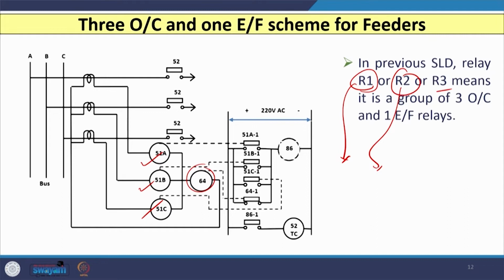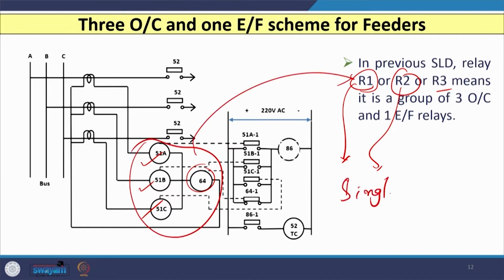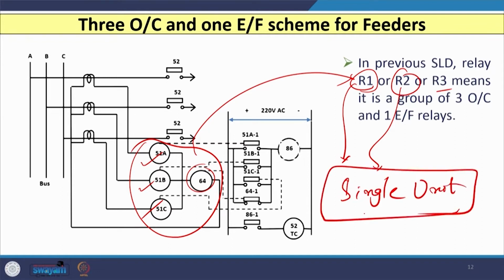However, this is possible if I consider electromechanical or static relays. If I use digital relays, then all these 4 relays which are equivalent to R1 are replaced by a single unit, because a digital relay contains both ground protection and phase protection, both possible in a single unit.